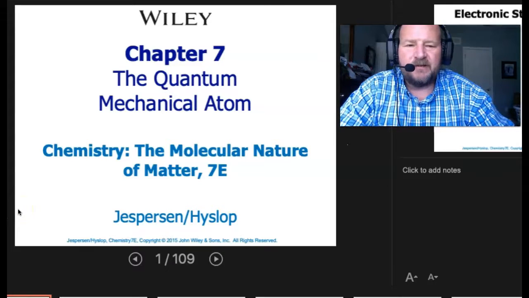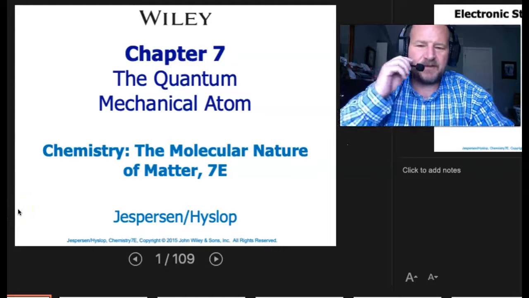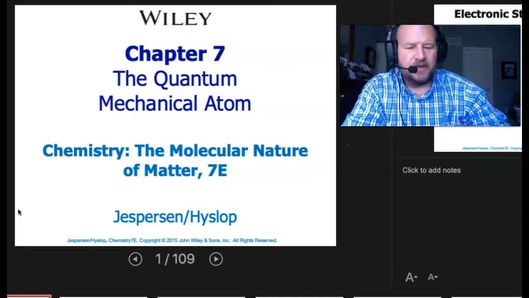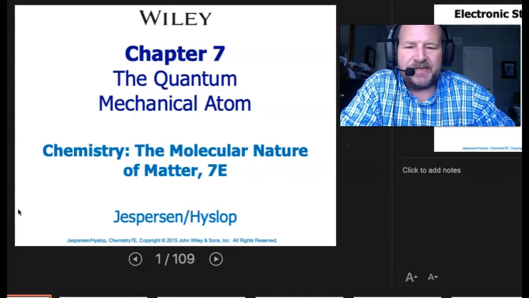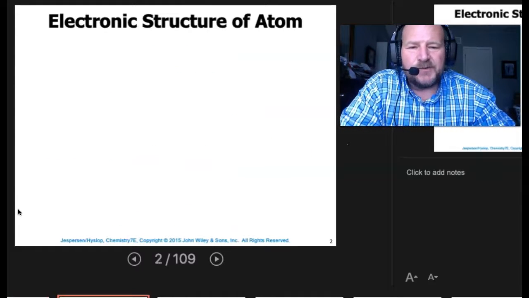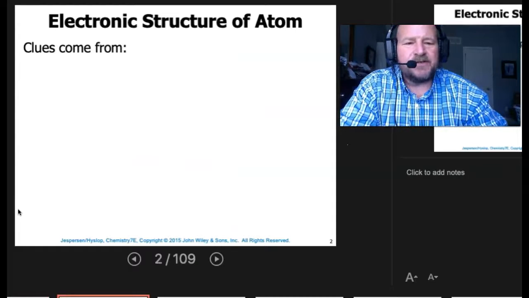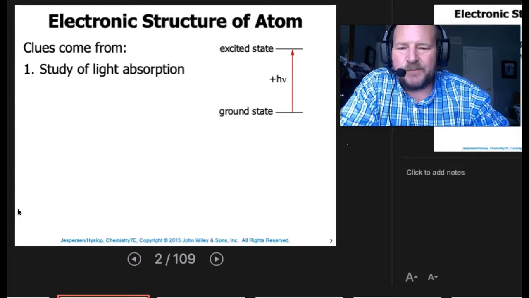Okay, second segment of chapter 7. So we've been talking about the quantum mechanical atom. We've been working our way through history. We were in the early 1900s, and we got to the discussion on the electronic structure of the atom. So some clues come from the study of light absorption, right?